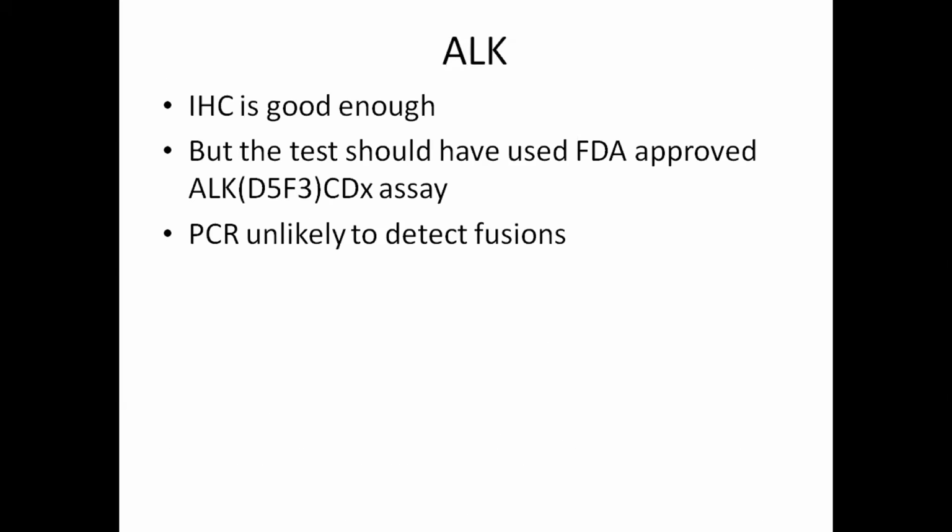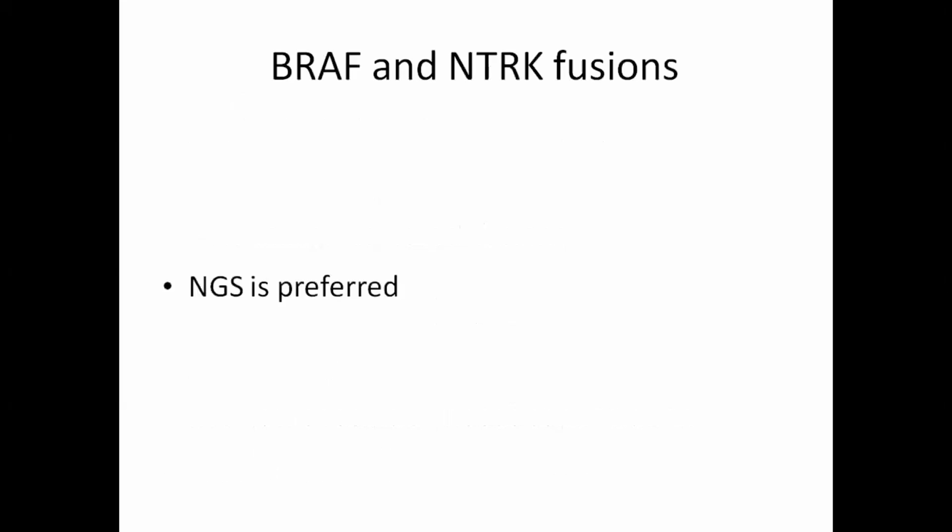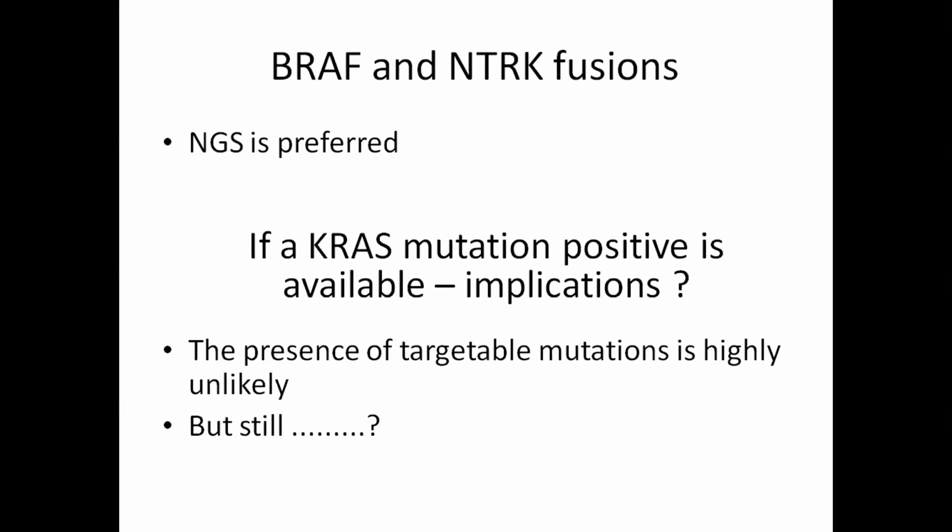ALK, I'm skipping; we have done this. IHC is good enough, but PCR is unlikely to detect fusions. For Roche, if you are doing IHC, it's low specificity. Confirm with Roche, confirm with FISH. Otherwise, do not start drugs. These are newer things which are coming up. NGS is preferred, but I'll stop for 10 seconds here. KRAS mutation: if you have a KRAS mutation, you should actually not be testing for others. It is mutually exclusive with the other mutations.